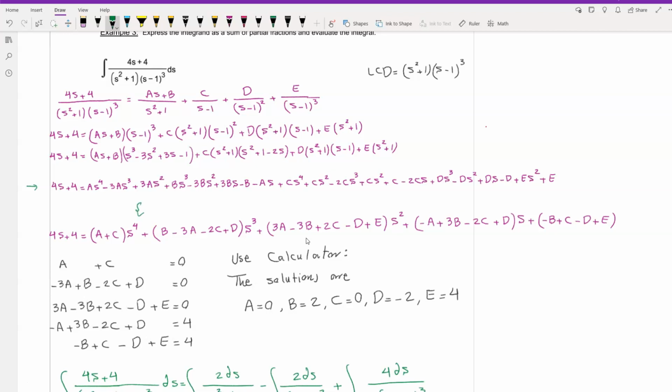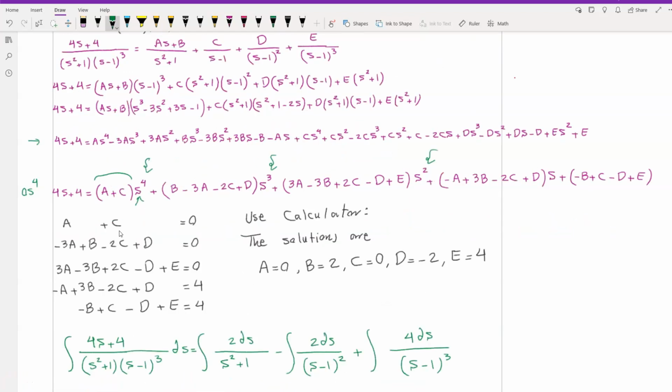So I combine like terms, and what we have on the left side is 4s + 4, but here we have power 4, power 3, and power 2. We do not have these powers on the left side. That means that for these we have 0. So we have 0s⁴ + 0s³ + 0s² + 4s + 4.